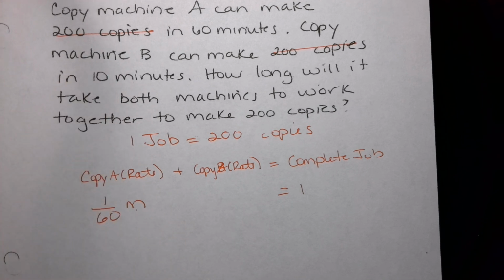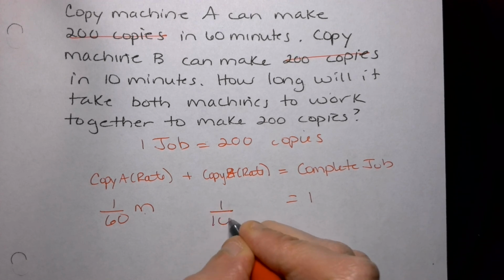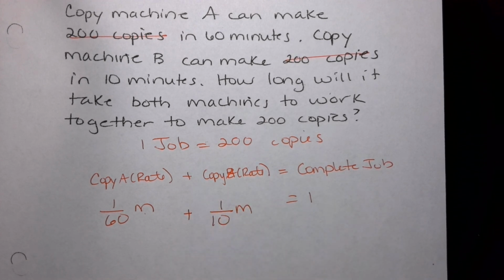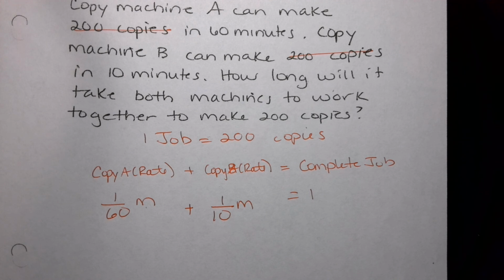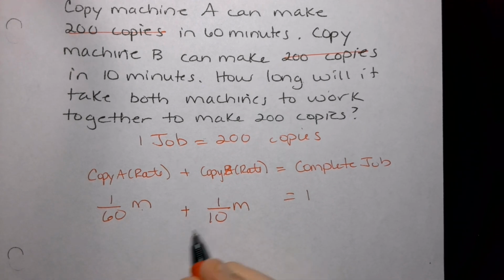How much of the job is done in 10 minutes? I'm sorry, back it up. How much of the job is done in 1 minute for this one? 1/10 of the job. And the rate is 1/10. Okay, so that's all to complete a whole job in 1 minute. We're thinking of it like that. So now we just need to combine these.